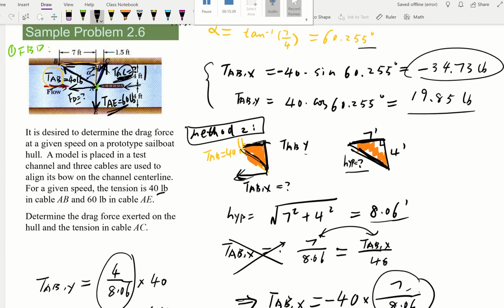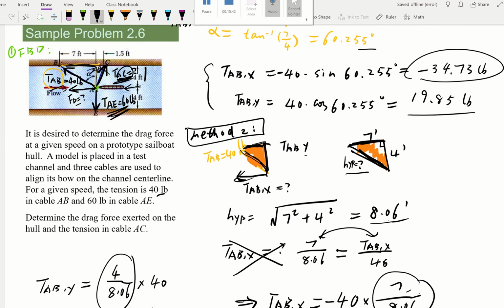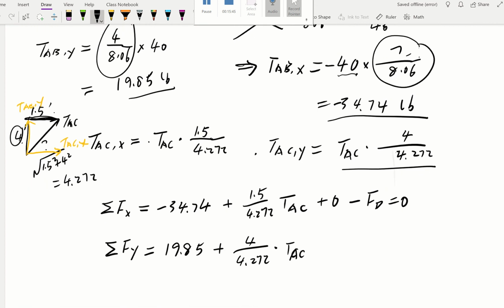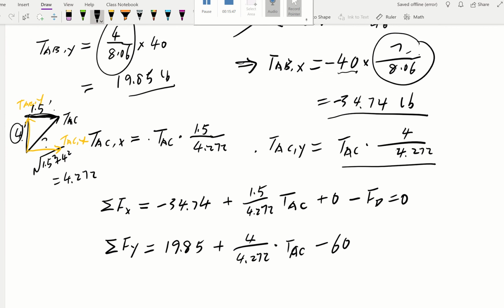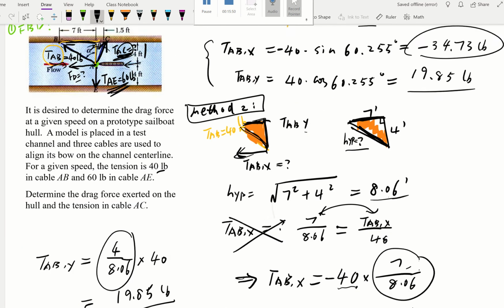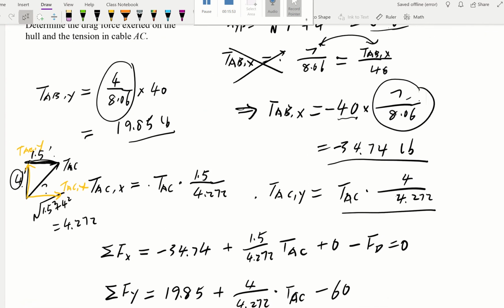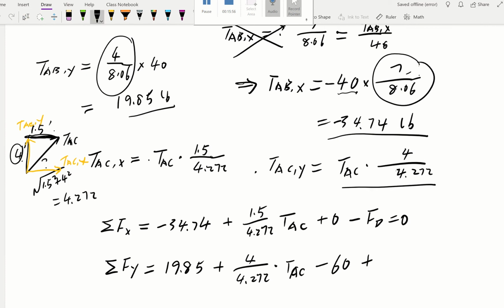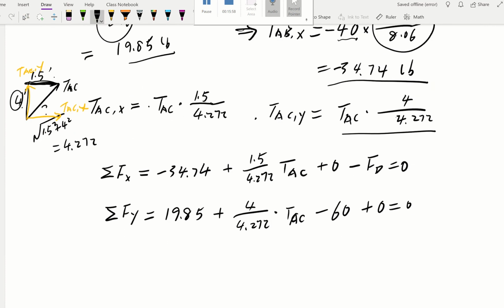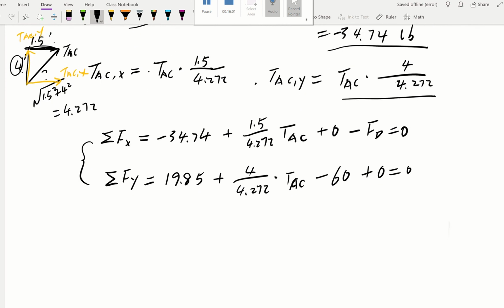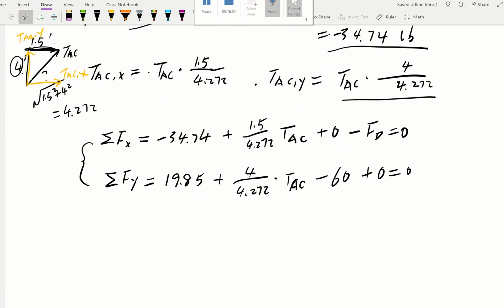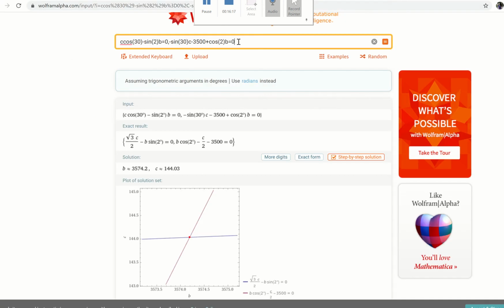Now let's look at our TAE. TAE is going downward, so it's going to be minus 60. That's the y component. And we know FD, being a drag force, is perfectly horizontal, so there's no y component. It's going to be plus 0, equal to 0. All of them together, and then you have those two equations. Then the rest is solving that. Again, I'm going to take a quick picture, and then we're going to go to Wolfram, trying to solve it.